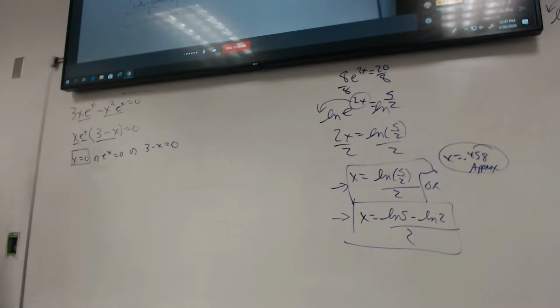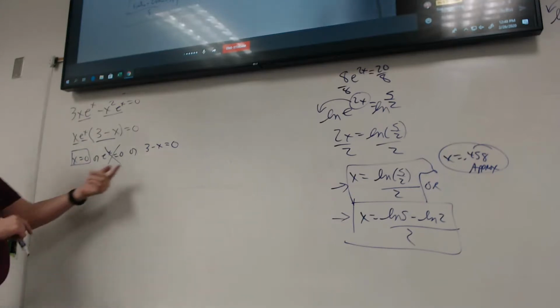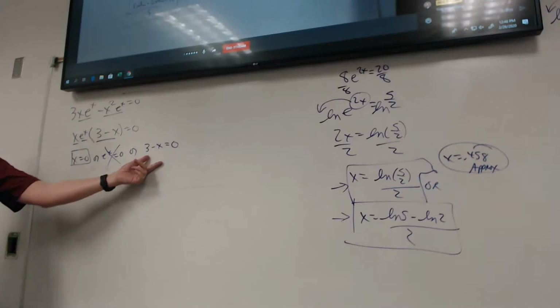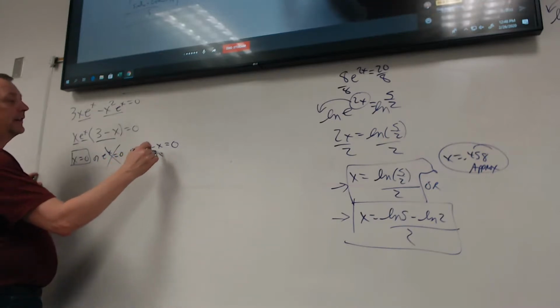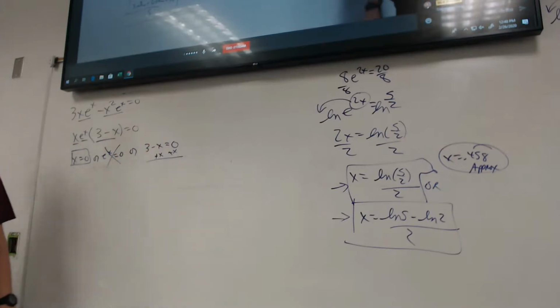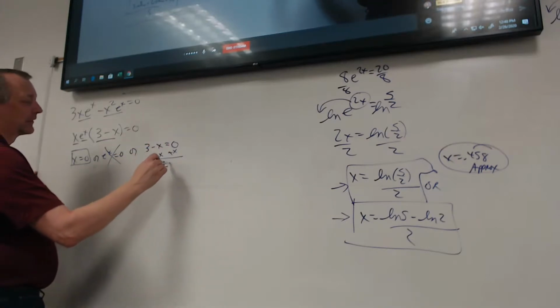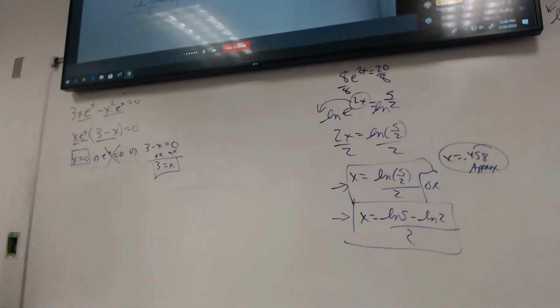Can e to the x equal 0? No. Why not? Yeah, we'd have an asymptote there, right? So that one is not true, so we'll just throw it out. Okay? And then this one's easy, right? How do you solve that? I'll add the x, because I like to do things fast. So 3 equals x.